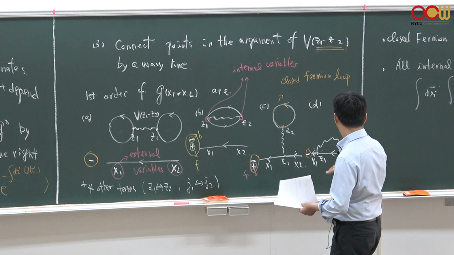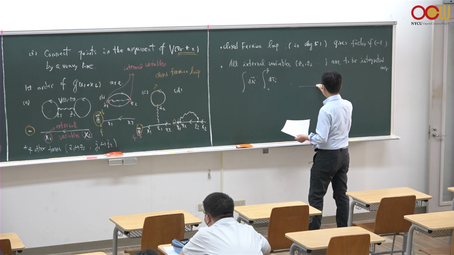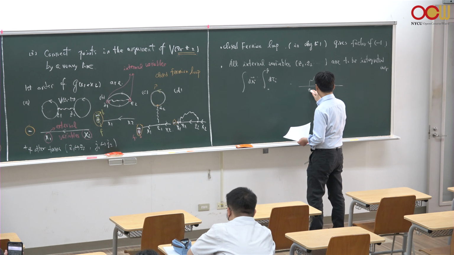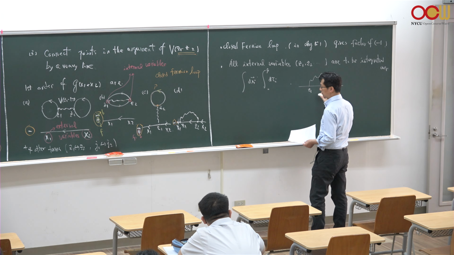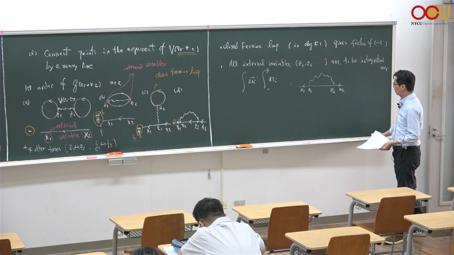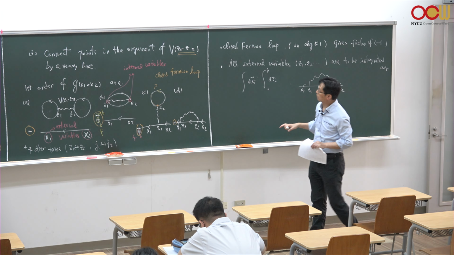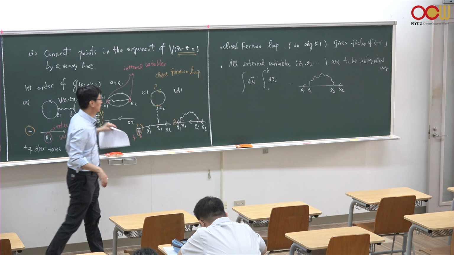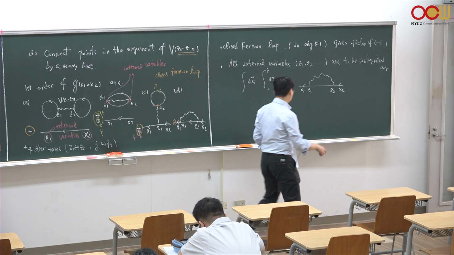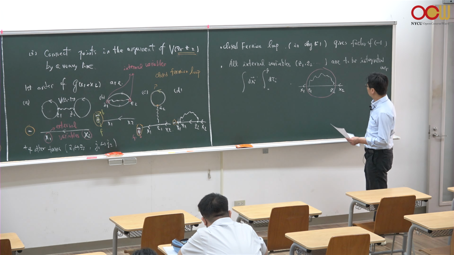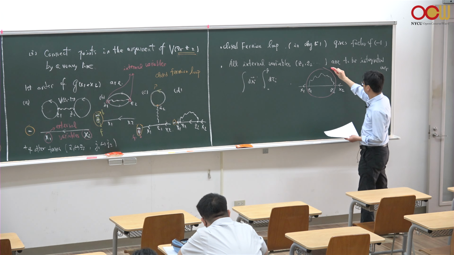For example, in this self-energy diagram, you can very easily see what I meant by internal and external variables. So this x1, x2 are the external variables that are the arguments of this Green's function itself, but everything else in between these external variables are internal variables.